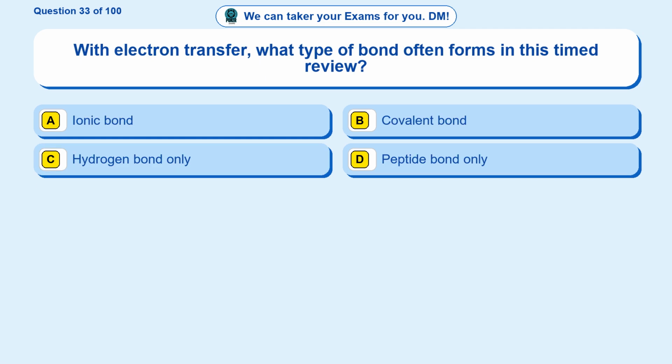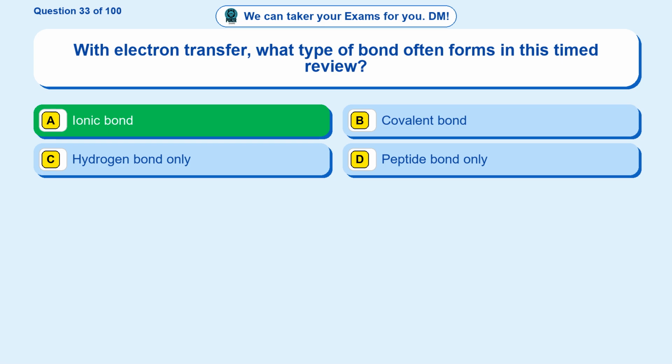Question 33. With electron transfer, what type of bond often forms in this timed review? Option A, ionic bond. Option B, covalent bond. Option C, hydrogen bond only. Option D, peptide bond only.